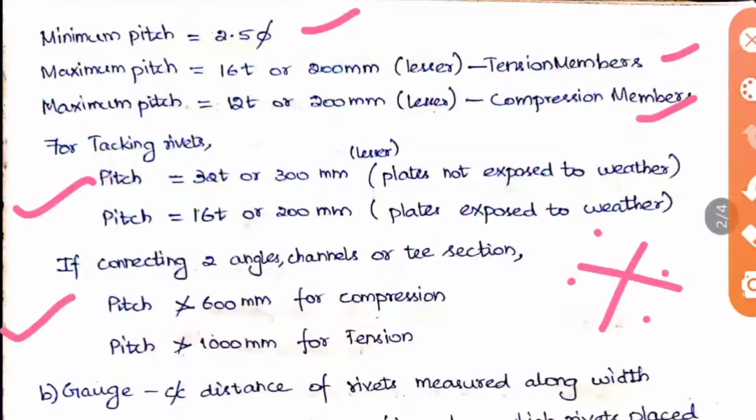So we know all these, no? If these sections are to be connected, the pitch should not be greater than 600 mm for a compression member and should not be greater than 1000 mm for a tension member. So this is all about the pitch. Minimum and maximum are very important, and knowing about the tacking rivets and connecting angles and channels is also better. Okay, and next we are going to see the gauge.